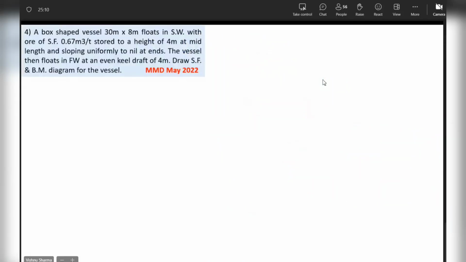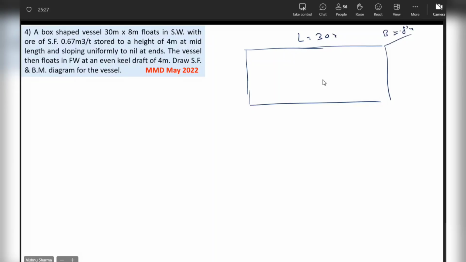Okay, here is the question. A box-shaped vessel 30 by 8 meters floats in sea water with iron ore. So you have a 30 meter long, 8 meter wide vessel floating in sea water, with ore of stowage factor 0.67 cubic meters per ton, stored to a height of 4 meters at mid length, and sloping uniformly to 0 at the ends.